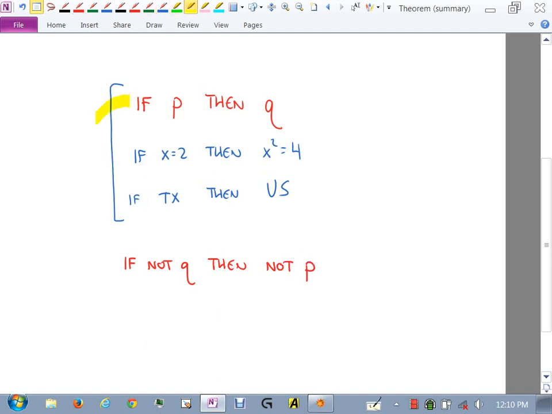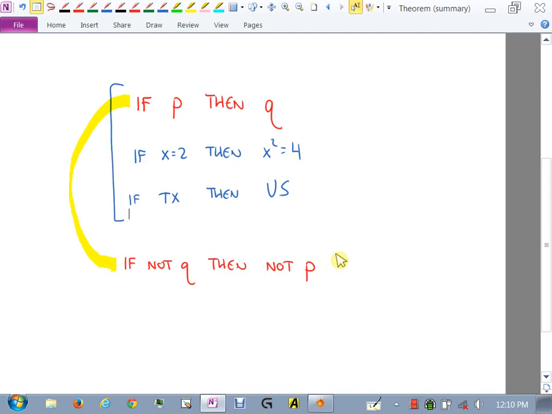These two statements are logically equivalent. If X is 2, then X squared is 4 is equivalent to me saying what? If X squared is not 4, then X could not have been 2. Or let's try the U.S. citizen one. If you are not living in the United States, then you are not living in Texas.